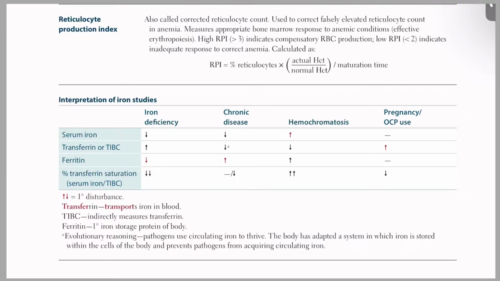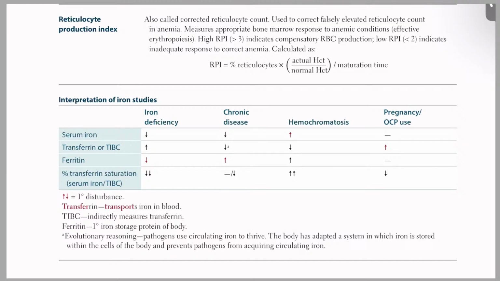Transferrin or TIBC: iron deficiency increases, chronic disease decreases, hemochromatosis decreases, pregnancy or OCP use increases.